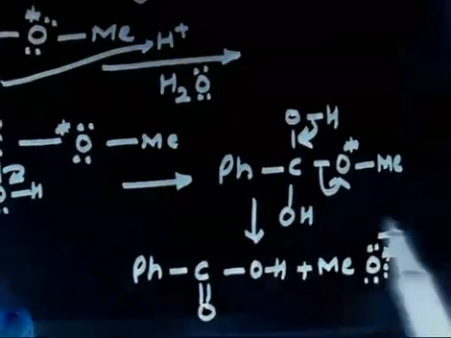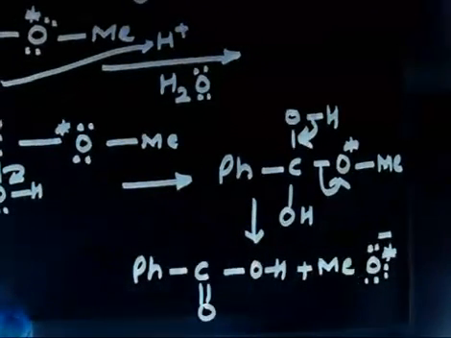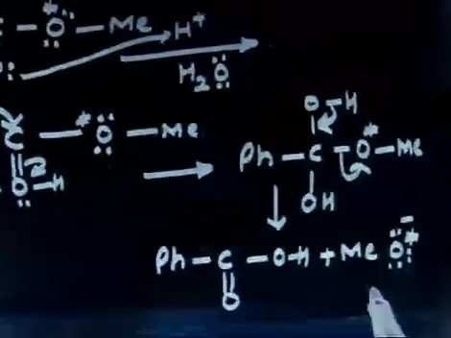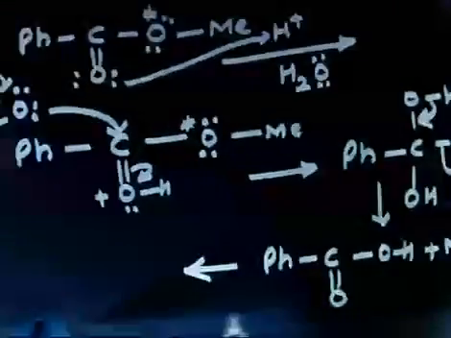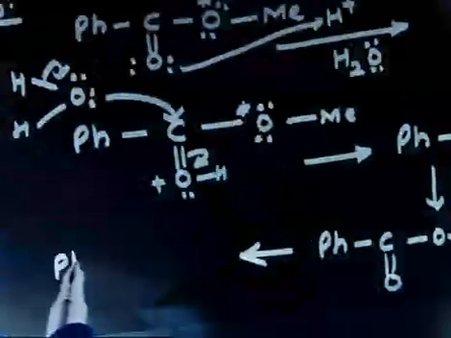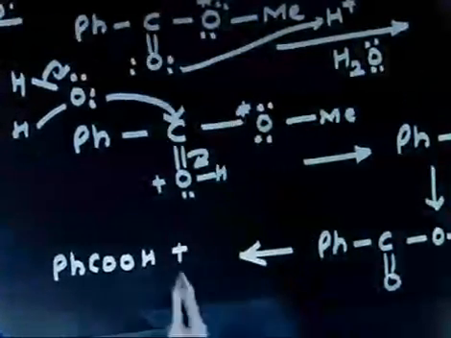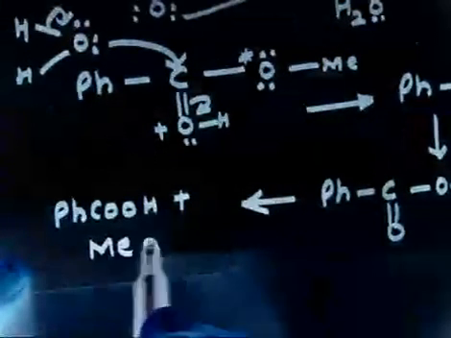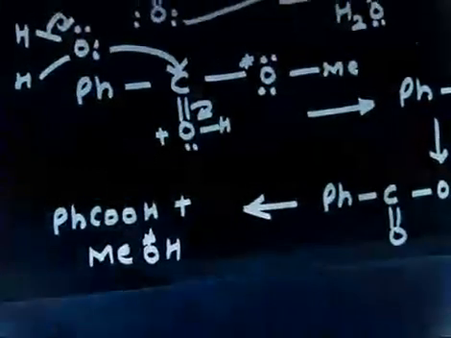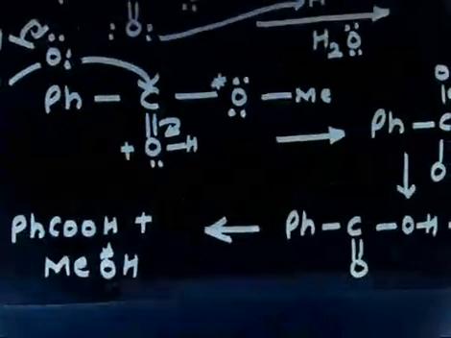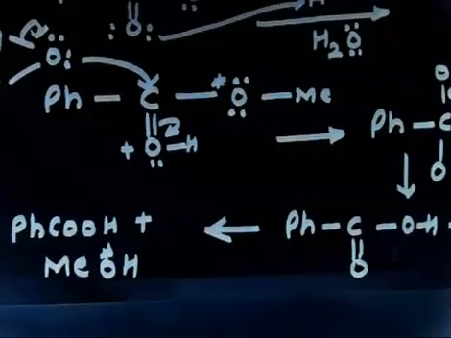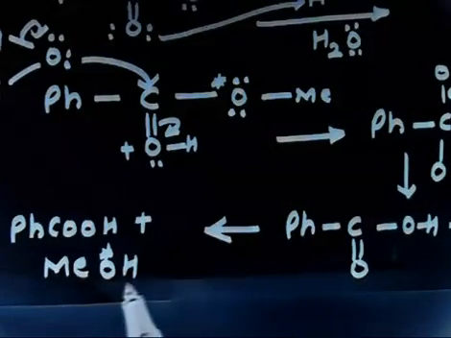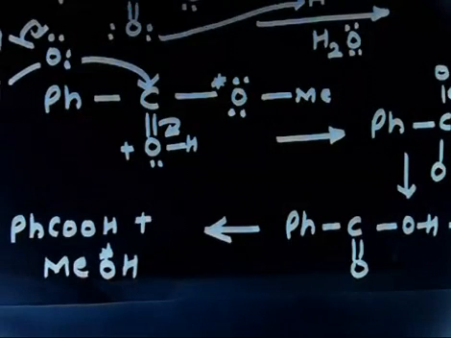Now this O minus, the medium is acidic, so this O minus can take H plus. So the salt of alcohol will form alcohol itself. So you will have PhCOOH plus alcohol, that is in this case MeOH. So you have MeO star. So you will have one product MeOH. So you see, the medium is either acidic or basic, the product is same. The O star, the radioactive labeled oxygen, goes with alcohol in both cases.